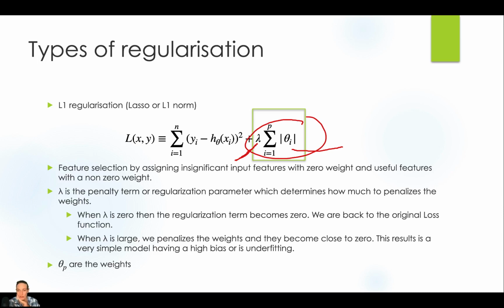So if your lambda here is 0, then we don't have any regularization and we might be overfitting. If lambda gets excessively large, then we penalize all weights. Your model becomes super simple with a lot of weights and coefficients dropped, and that means that it's most likely going to be underfitting. Okay.